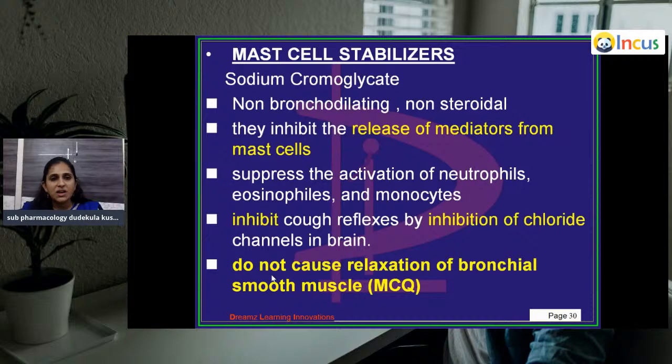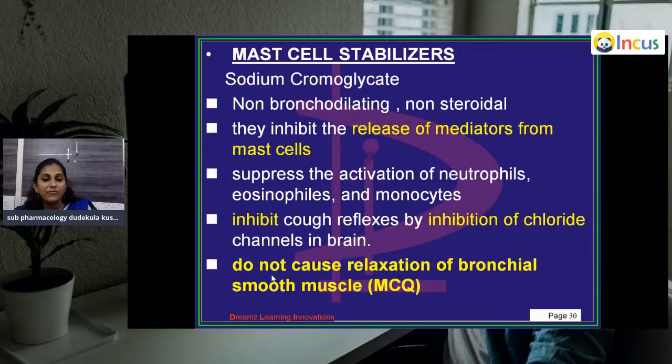Other group of drugs: mast cell stabilizers. Mast cell stabilizers are non-bronchodilating and non-steroidal. I repeat once again, they are non-bronchodilating. They do not cause bronchial dilation, and being non-steroidal means they do not have any steroid effect. They mainly inhibit release of mediators from mast cells. And they further suppress the activation of eosinophils, neutrophils and monocytes.